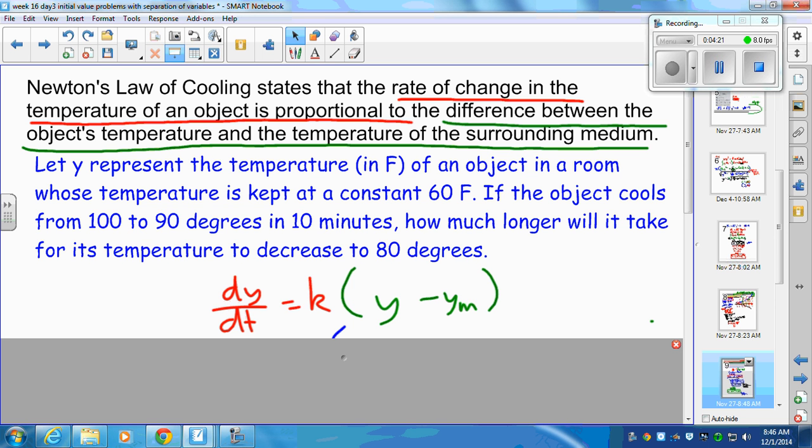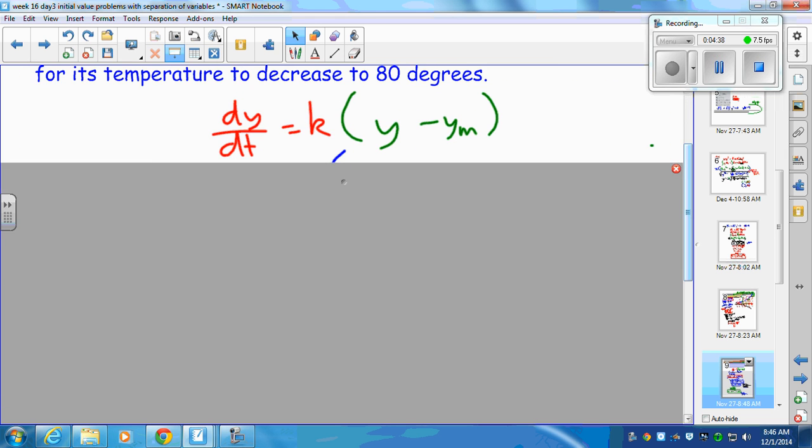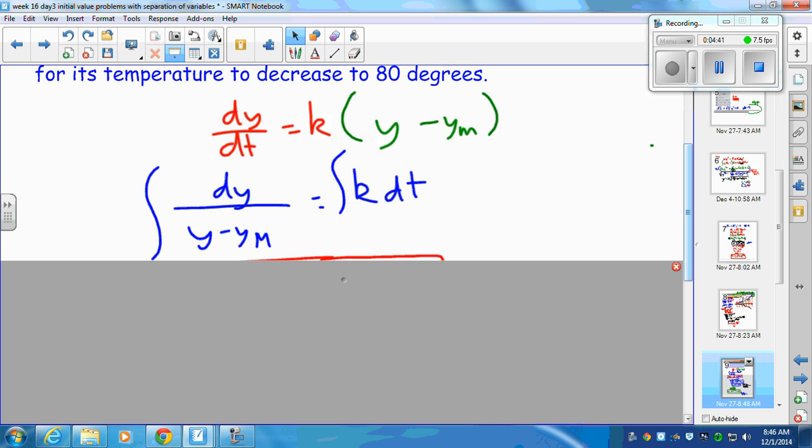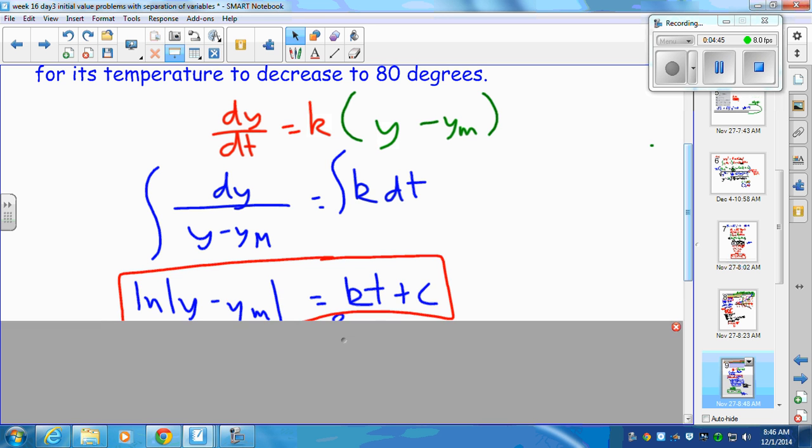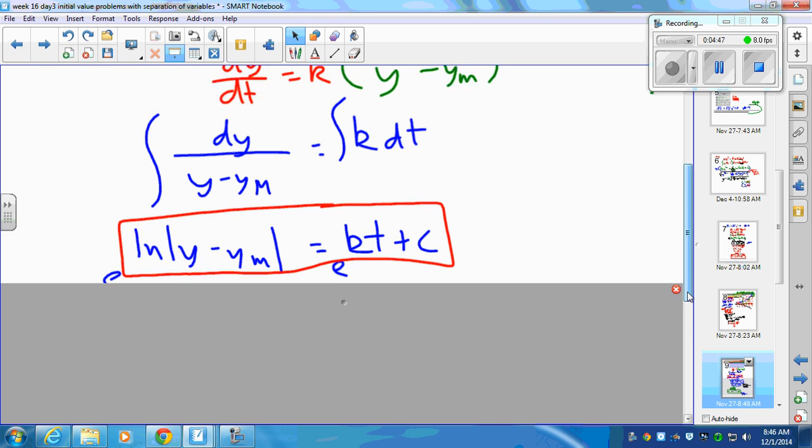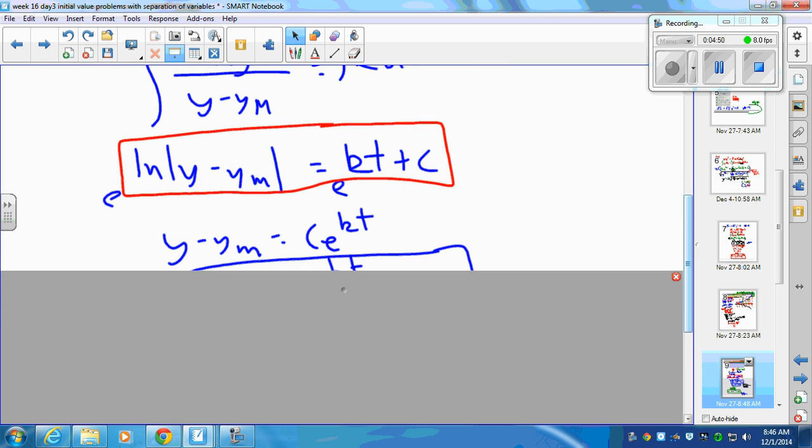I color coordinated all of the wording of Newton's law of cooling to make sure you're comfortable with dy over dt equals k. That's all the proportional part. And then the green is the difference between your temperature and the surrounding medium. Yesterday in the notes, I think I used big T instead of y, but you can use y if you want. Okay, I'm going to separate. Notice I bring that whole y minus y_m all over. Get to here. I'm going to e both sides to there. The absolute value goes away.